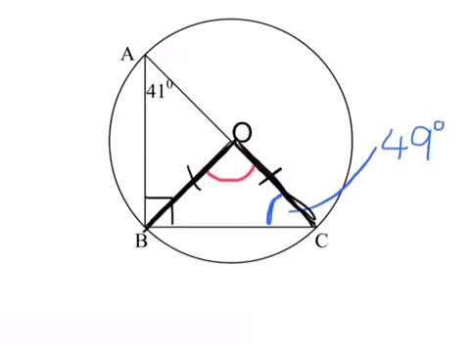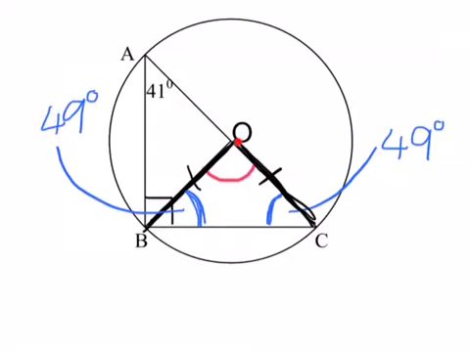which means that these two lines are in fact the same length. What that means is that this triangle is an isosceles triangle, and the properties of an isosceles triangle tell us that it not only has two equal sides, but it also has two equal angles. So that means that this angle in here is also 49 degrees.